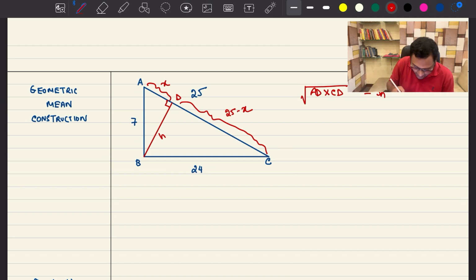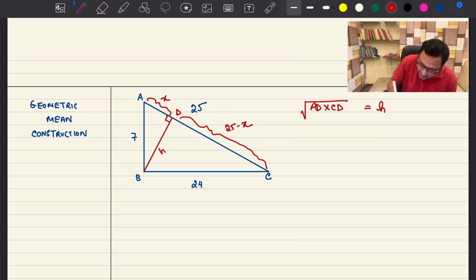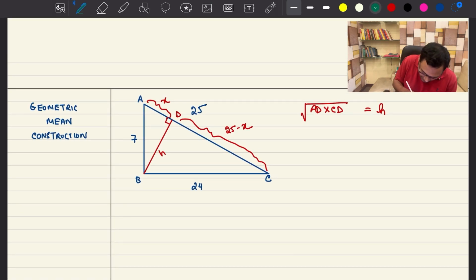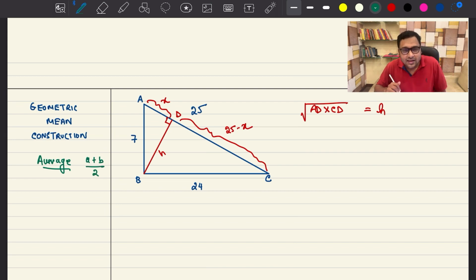That is, the geometric mean of AD and CD is H. What is the geometric mean? So, the arithmetic mean, or the average, is, let's say if I have 2 numbers, you just add them up and divide by 2. It gives you a sense of a central value of the 2 numbers, averaged out. But you know, there is more than one way to find an average. There are different types of averages. There are many, many types of averages.